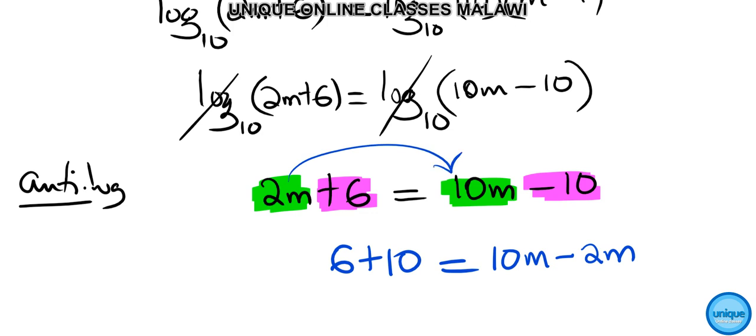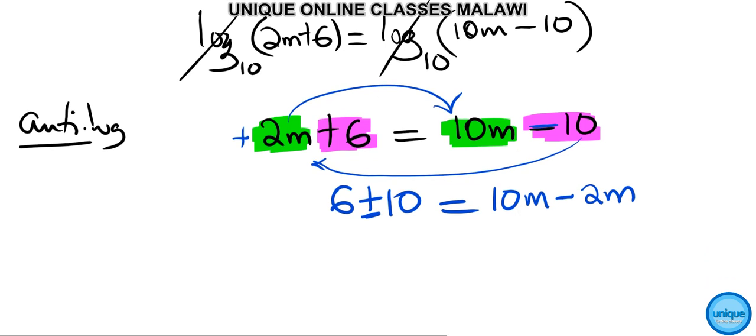This one has moved to that side, and that one has moved to that side, so where it was positive it becomes negative, and where it was negative it becomes positive, like that. So 6 plus 10, that's 16, is equal to 10m minus 2m. 10m minus 2m will be 8m.